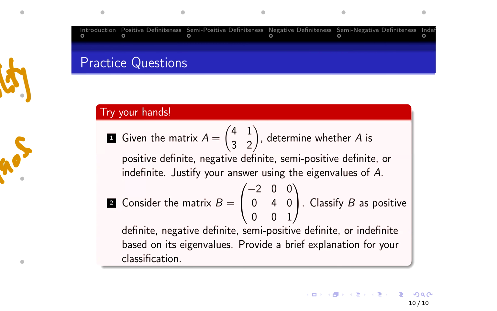Then consider the matrix B = [-2, 0, 0; 0, 4, 0; 0, 0, 1]. Of course, this is a triangular matrix. In fact, this is a diagonal matrix. And of course, you don't have to do anything to even know the eigenvalues. The eigenvalues are staring at you right there. So classify B as positive definite, negative definite, semi-positive definite, or indefinite based on its eigenvalues. Provide a brief explanation for your classification.